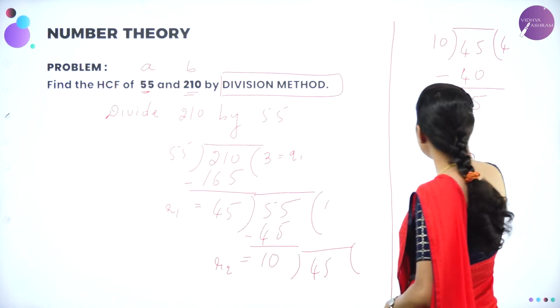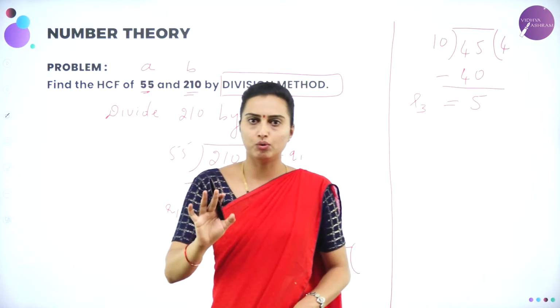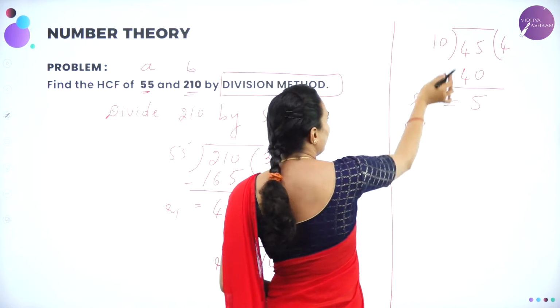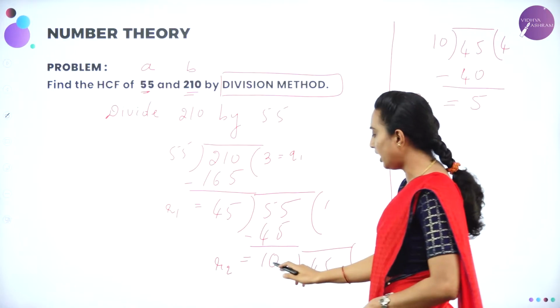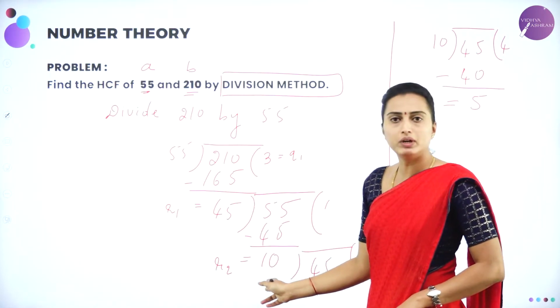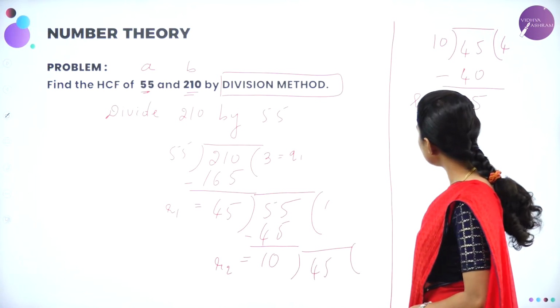Now this is R3. Now is R3 0? No, R3 is not 0. What you need to do? Divide R2 by R3. So this is R2. As you know already, this is R2. We have divided R1 by R2 because R1 was never equal to 0 there and R2 was never equal to 0 there. Here R3 is never equal to 0.